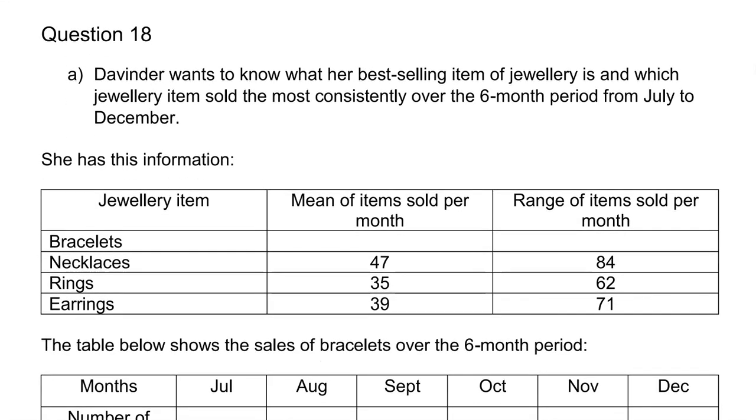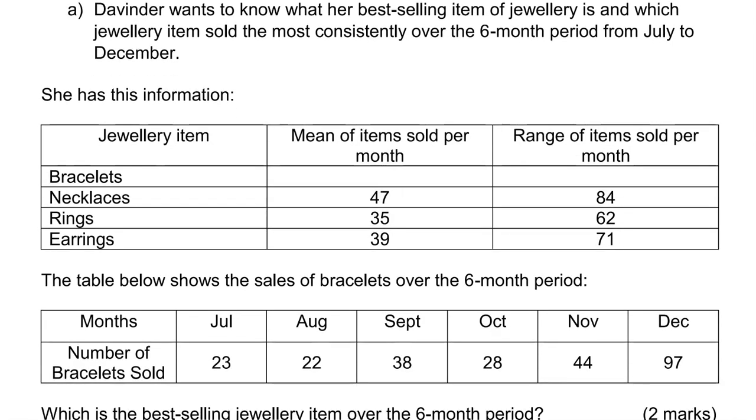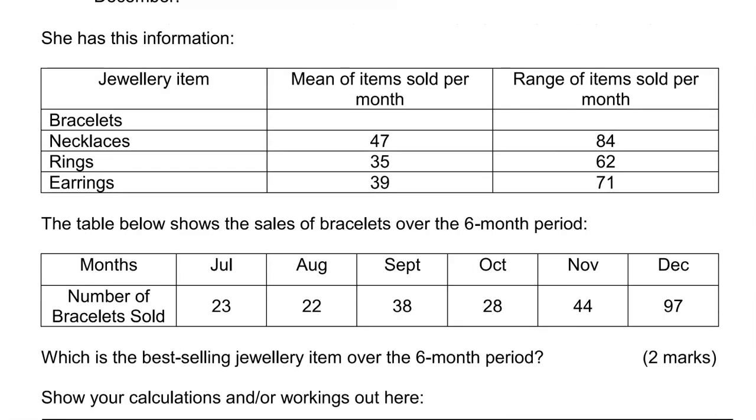Davinder wants to know what her best-selling item of jewellery is and which jewellery item sold the most consistently over the 6-month period from July to December. She has this information. So we've got jewellery item, mean of items sold per month, range of items sold per month. The table below shows the sales of bracelets over the 6-month period. So we've got months and number of bracelets sold. Which is the best-selling jewellery item over the 6-month period? Show your calculations and your workings out here.